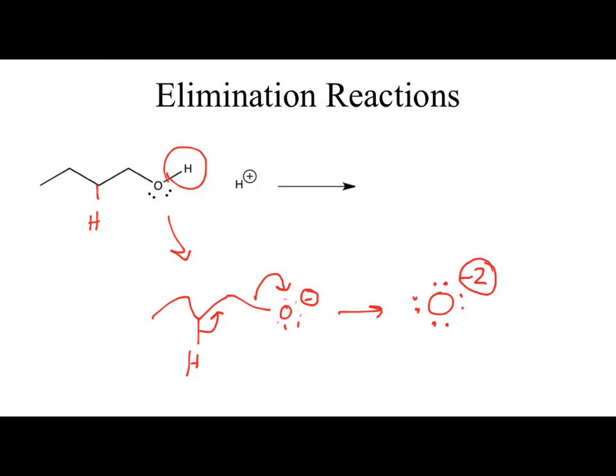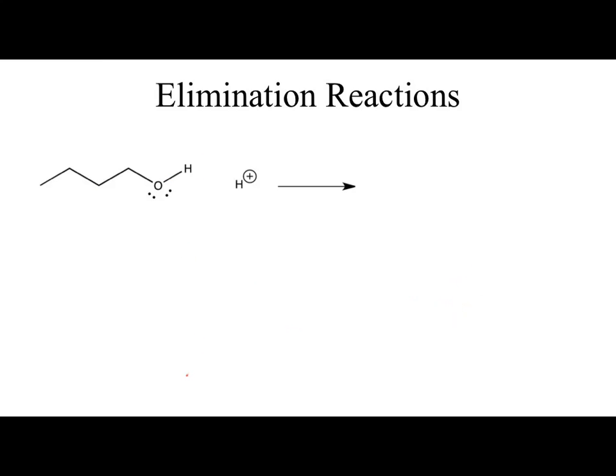We don't like negatively charged leaving groups. How about a negatively 2 charged leaving group? Okay. Really, really bad idea. So when it comes to elimination reactions with alcohols, we cannot add a base. Bases will not cause those to work. What we have to add instead is an acid. The acid will activate our alcohol.